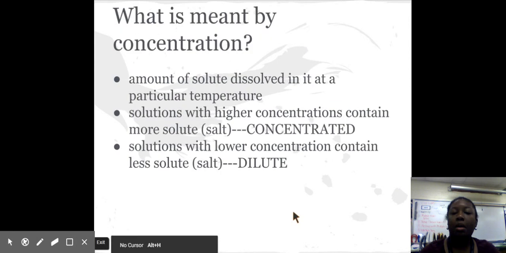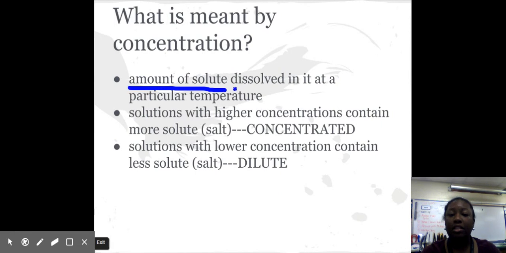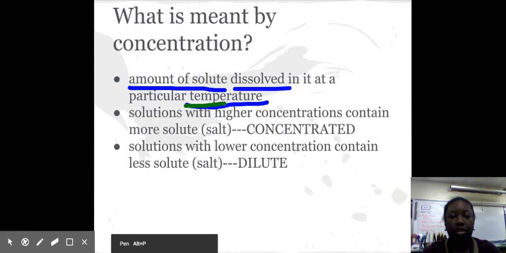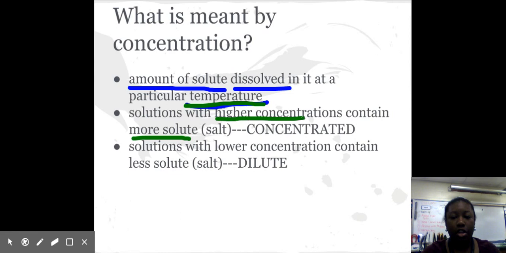So what do you mean by concentration? Concentration is the amount of solute being dissolved, and it has a particular temperature. That's one thing I want you to remember: the temperature. Okay, temperature is our clue. All right, so solutions with higher concentrations contain more solute. So with higher concentrations, that is considered concentrated.